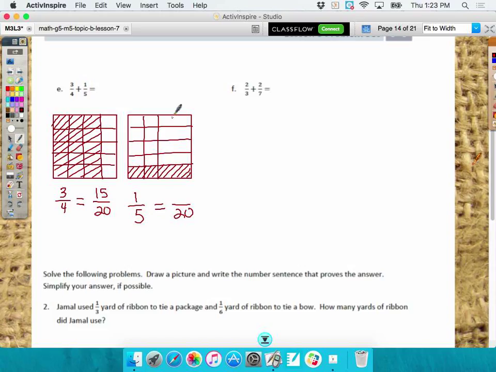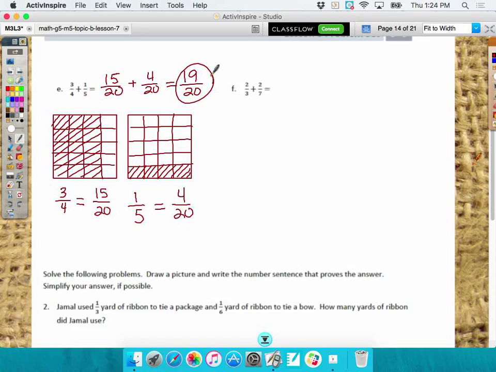Now, all of the mistakes that I've seen so far today on the exit ticket have been the numerators. Okay? All right, 15/20ths plus 4/20ths equals 19/20ths. And how do I know that's already simplified?